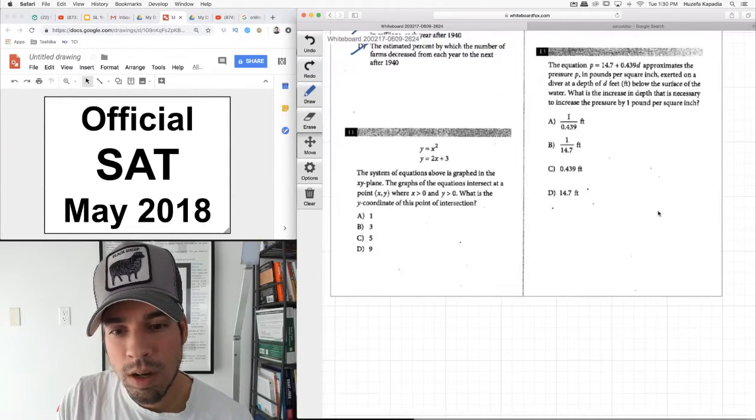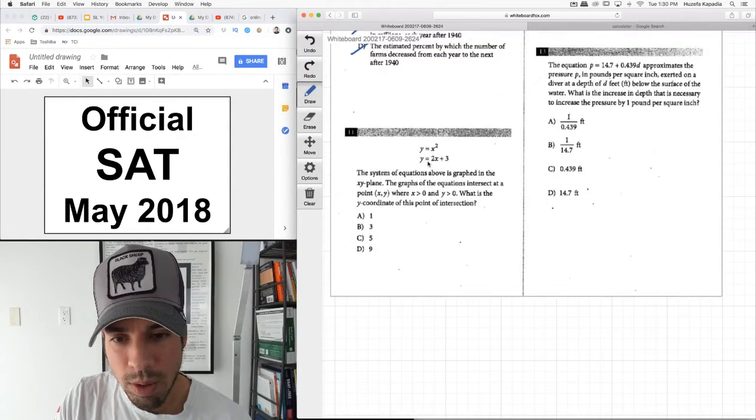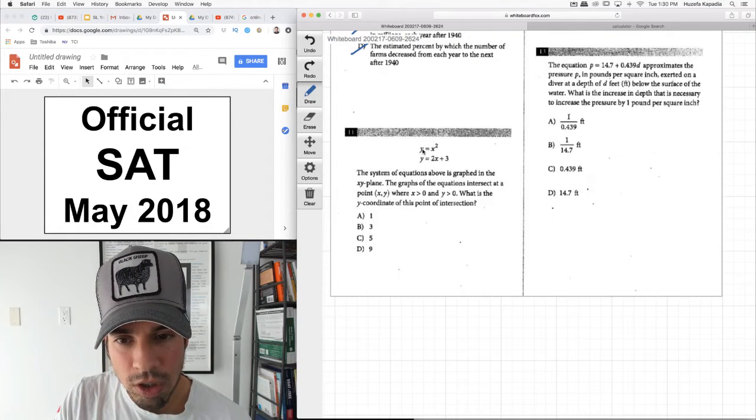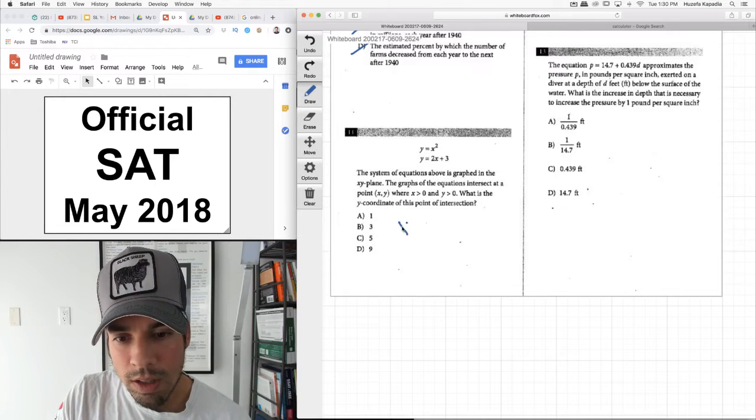The system of equations above is graphed in the xy plane. The graphs of the equations intersect at the point xy. Got it. All right, let's just set these equal to each other. Let's do a little substitution. Since we're trying to find the intersection point, I'm going to substitute x squared for y. This gives me x squared equals 2x plus 3.